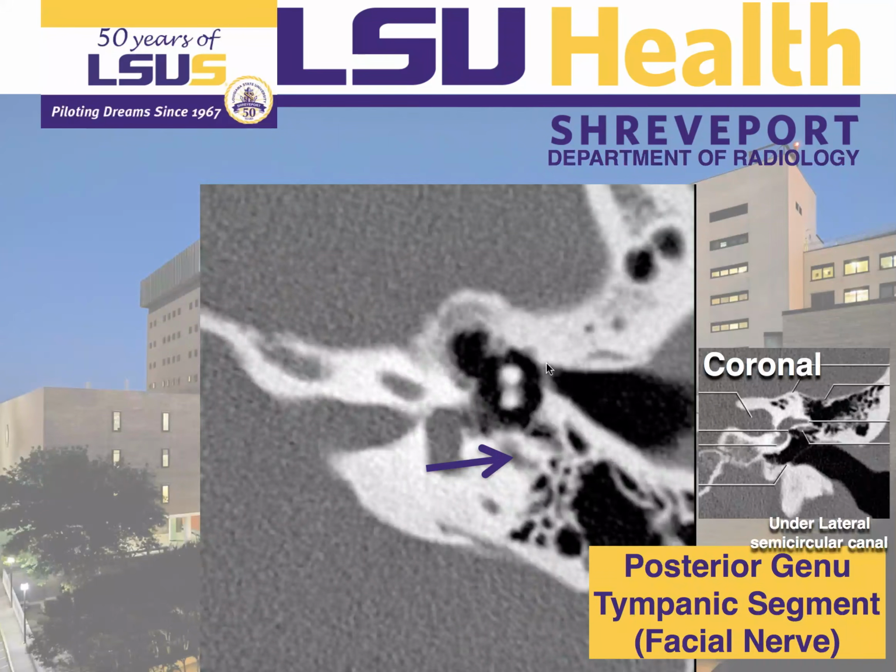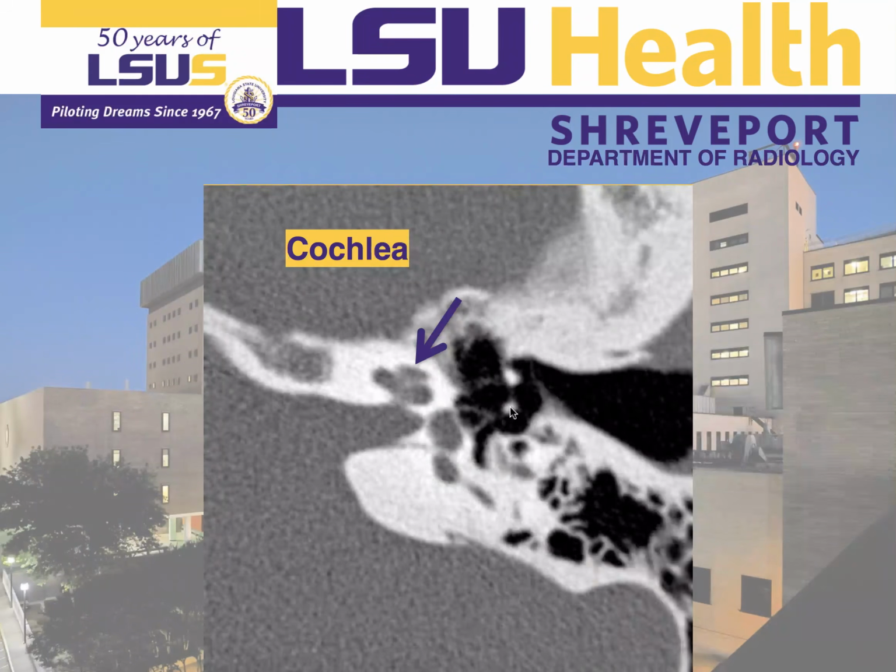Okay, we also have these two dot signs. This is the handle of the malleus. This is the long process of the incus. Here you have the incus attaching to the head of the stapes. Here you have the anterior crus of the stapes, the posterior crus of the stapes, and the footplate attaching to the oval window. Here you see the cochlea, the cochlear nerve entering the cochlea, the 2.5 turns of the cochlea.